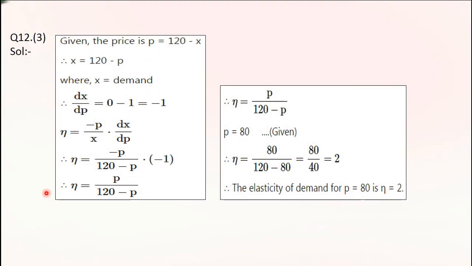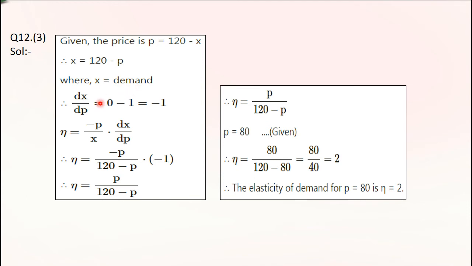Now question number 12, third one, to find the elasticity of demand. The given price function is p is equal to 120 minus x. Then x can be written as a function of p also, that is x is equal to 120 minus p. Then we can say that x is a function of p, which means it's a demand function. So x is the demand function.